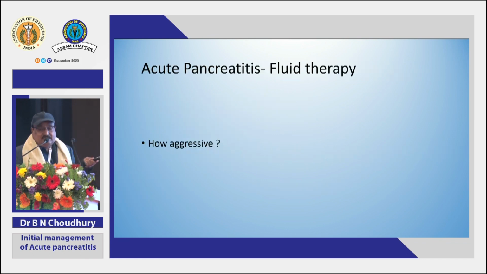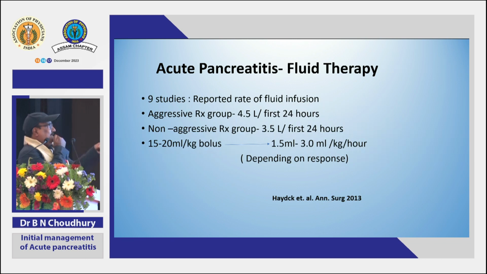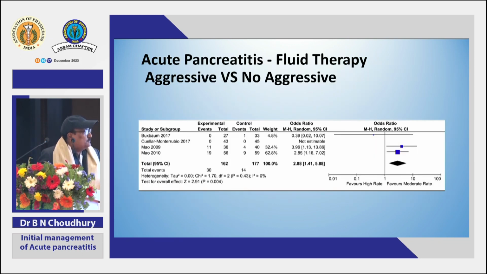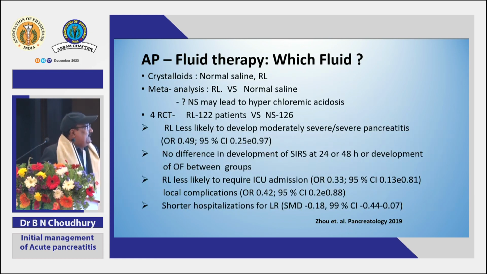Then, how aggressive should we be with fluids? Nine studies reported the rate of fluid infusion, aggressive versus non-aggressive group. In aggressive, 4.5 liters in the first 24 hours, and in non-aggressive, 3.5 liters, that is a bolus of 15 to 20 ml/kg, then 1.5 ml/kg/hour, depending upon the response. And what is the result? The result shows there is a favorable response with the moderately aggressive approach. That means aggressive fluid infusion is also harmful. So it is better to give approximately 3 to 3.5 liters per day in a case of acute pancreatitis.